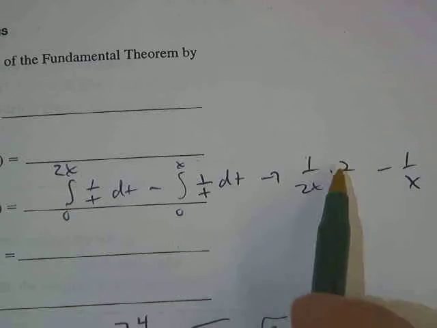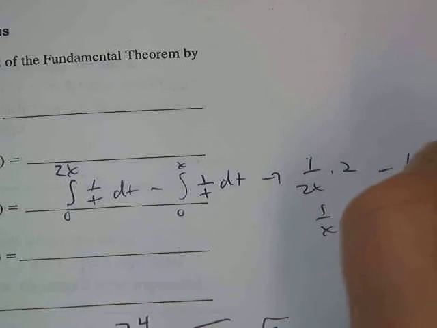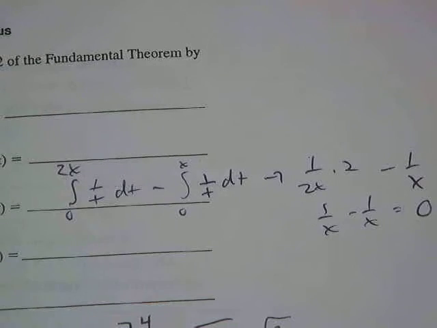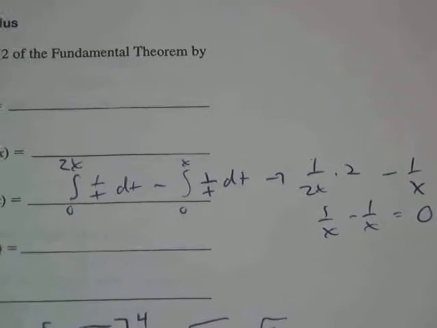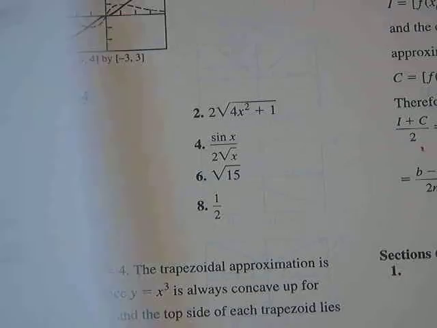And so ultimately what happens with the 2's here? Those cancel, so we get 1 over x minus 1 over x, so ultimately the answer is what? 0. Others on the 5.4 worksheet.